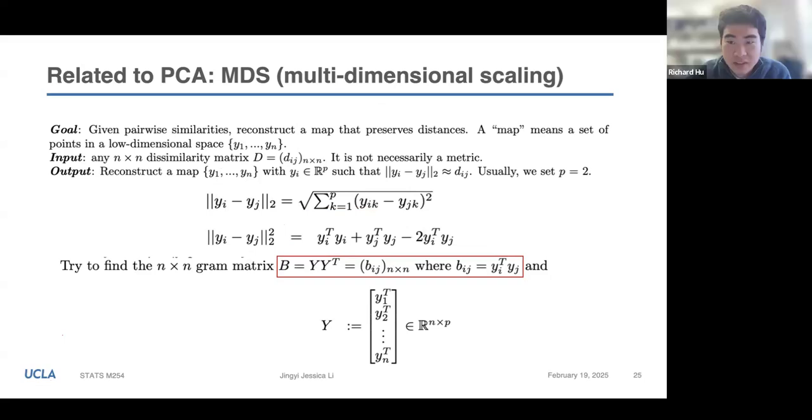Question: will the MDS output be identical to the top 2 PCs? Yes, if the input matrix is Euclidean distances of the high-dimensional space. This is something you can try. Just play with it to see whether that's the case. I think you should get an identical result.